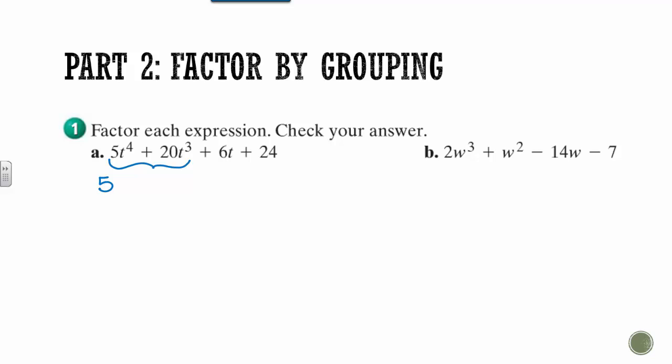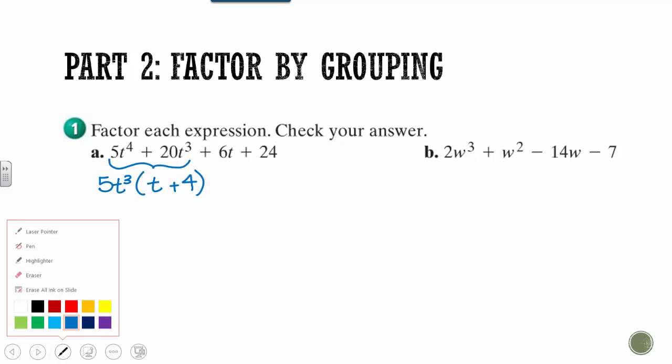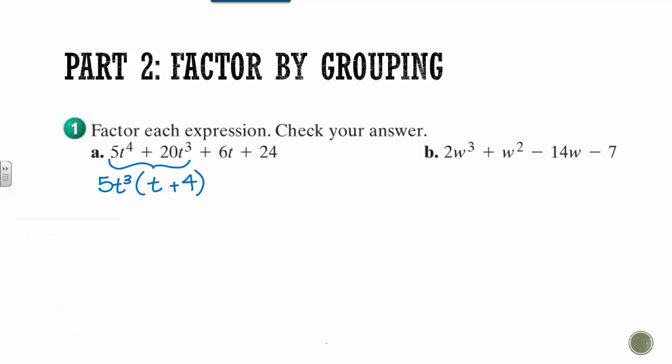And then this guy has 4 T's and this guy has 3. So that means I can take out 3 of them because they have them in common. So now to multiply 5t cubed by something and get 5t to the 4th, I just need 1 more t. And to go from 5t cubed to 20t cubed, I need to multiply it by 4. And now we're going to forget about this, and we're just going to look at these 2 things right here.